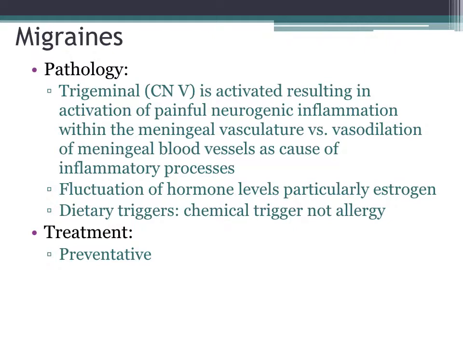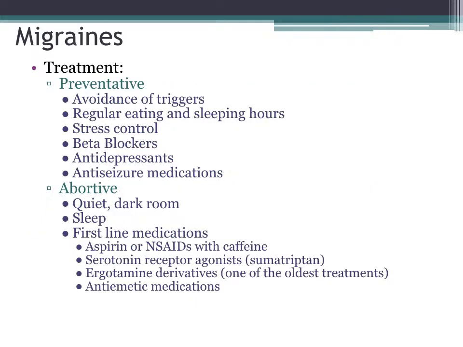There's preventative treatments, and those are usually the best way of trying to deal with these. Preventative treatment includes things like avoidance of triggers. If you know that certain foods tend to make you get migraines, then don't eat those foods.